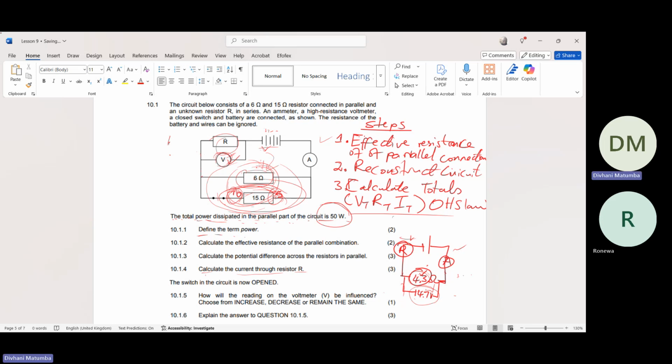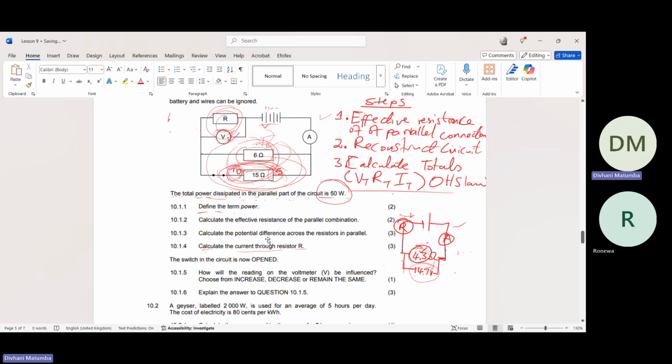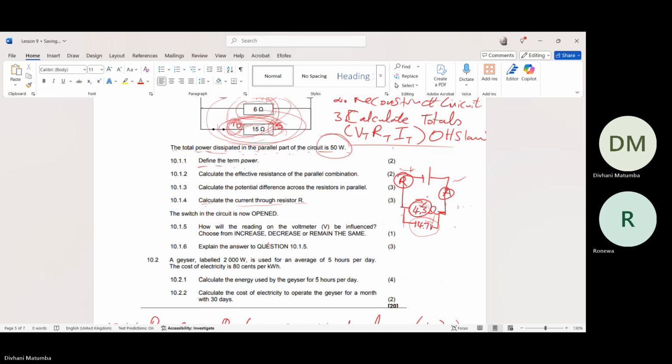Do you not get it? I get it now, sir. Yes, this is your younger sister, this is you. Oh, okay. Yes. So the reading on V will decrease. It will decrease.